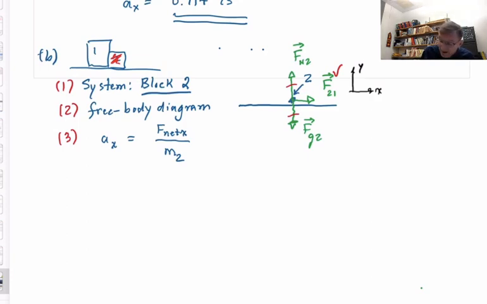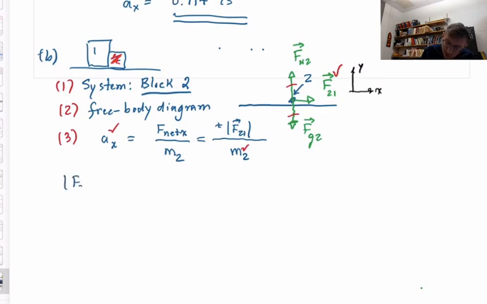And I look at my free body diagram to get F net x. Well, there's only the one x force, and it's the entire magnitude of F21. So plus magnitude F21 is F net x divided by m2. Now, I already know the acceleration. I found that in part A, right? 0.914 meters per second squared. I know the mass, m2. So just solve for the magnitude of F21. And of course, that's exactly what part B is asking for.